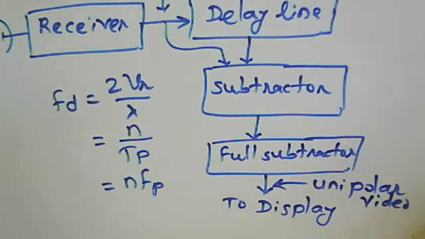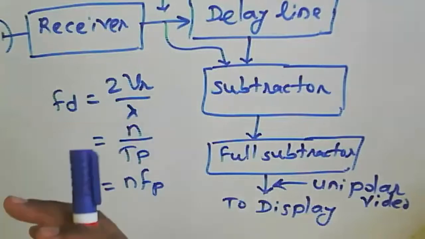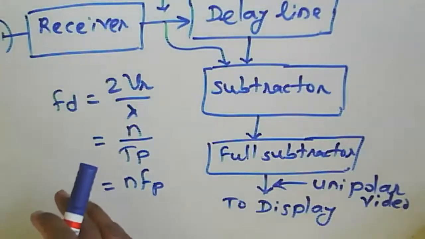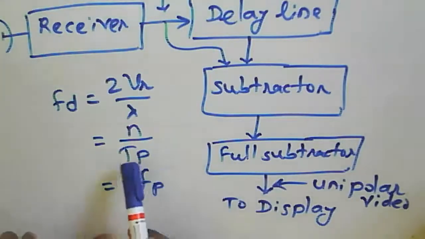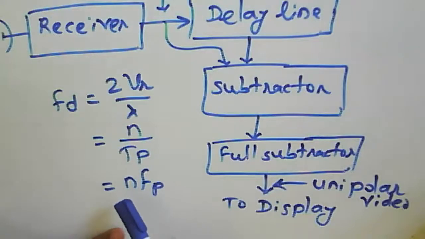Generally the delay line canceller will eliminate a component from the clutter, and that component is a DC component. But in addition to that, it will remove the component from the moving target whose Doppler frequency is the same as the pulse repetition frequency. That is called a blind speed here.